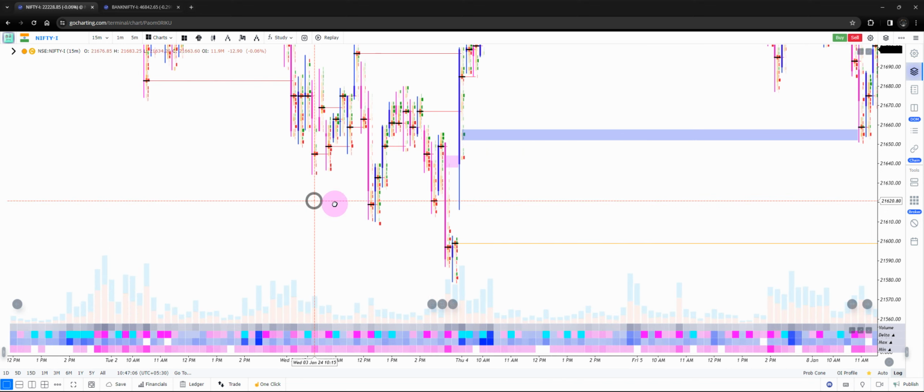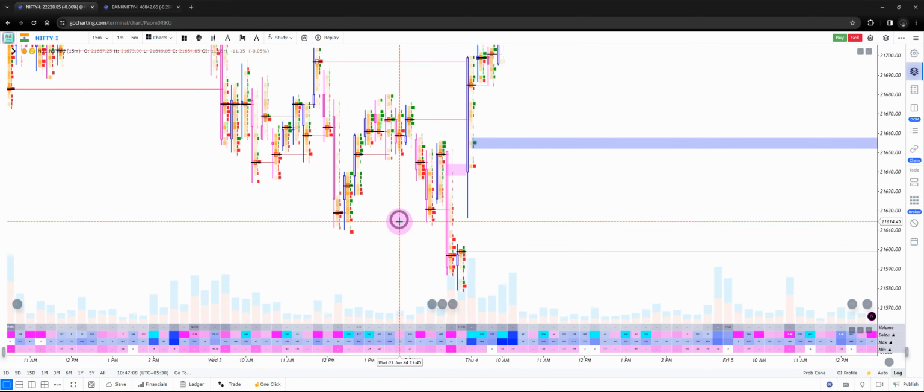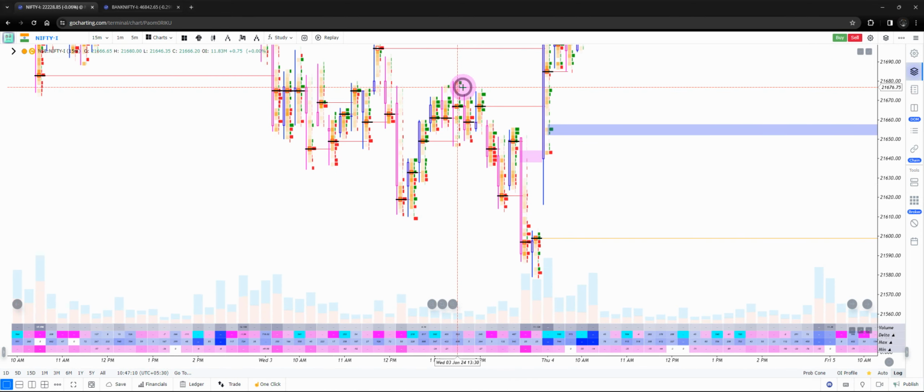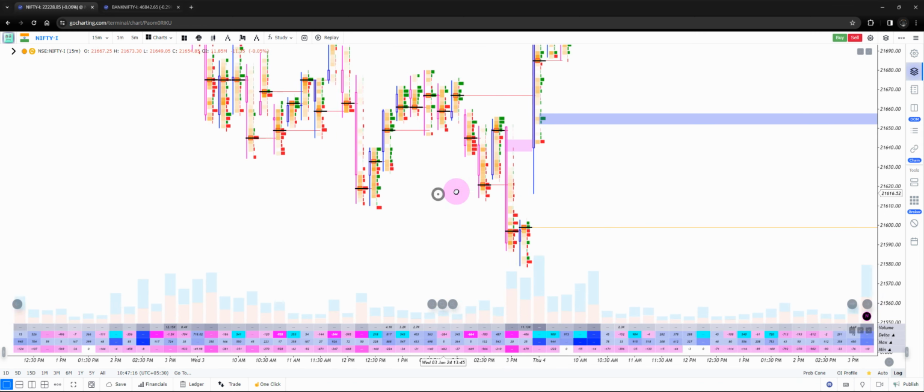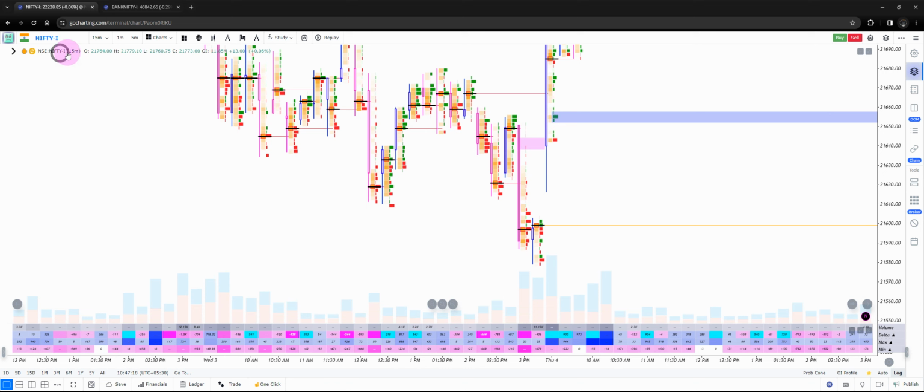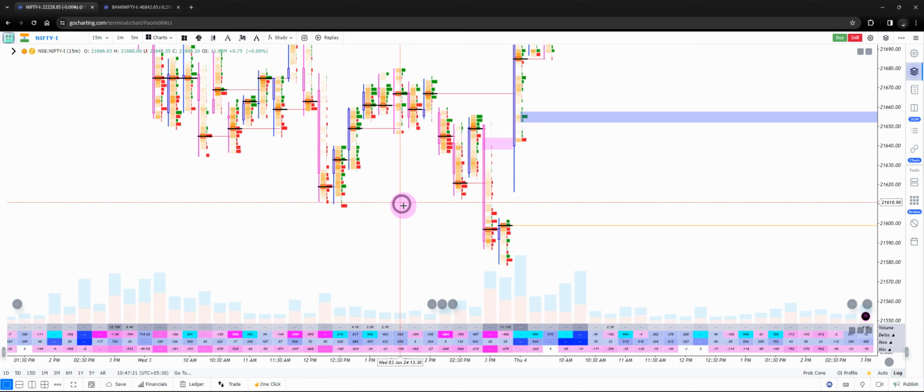So the criteria is the same. It generally gives you a very, very good probability trade. So all these zones, even if they don't give you 1:2 or 1:3, they will always give you 1:1.5 and 1:1 at least. Okay, so 50, 60, 70 points on a 15-minute chart is what you're looking for.